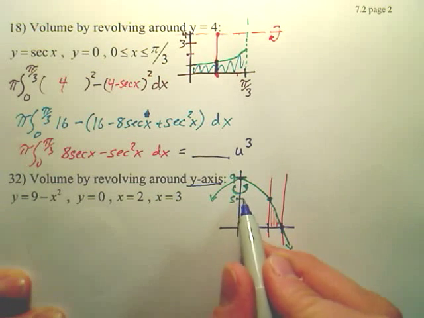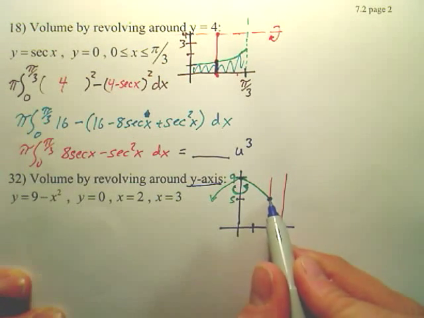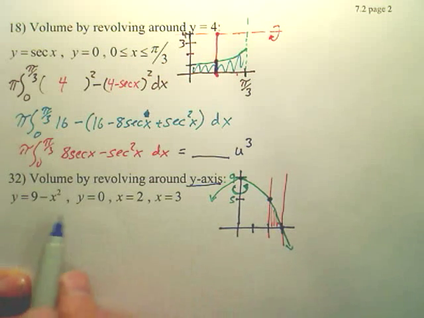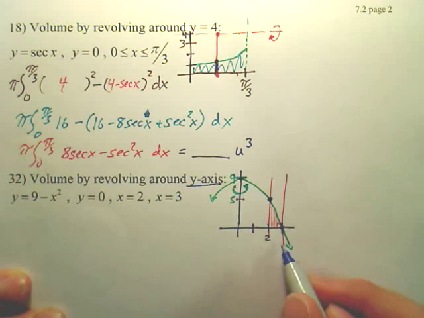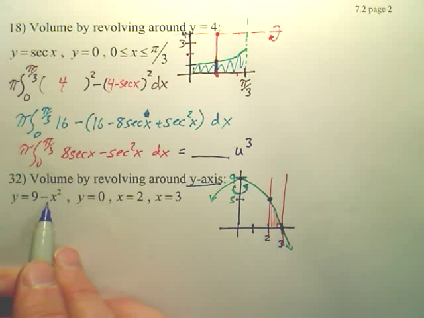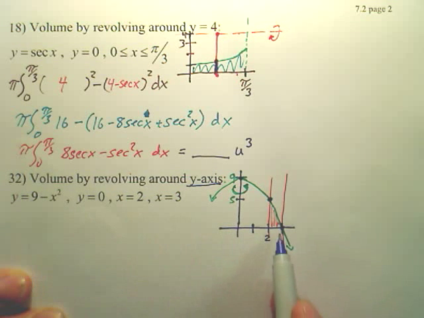Now, how did I get the 5 here? How did I know it crossed at 5 right here? Well, all I did is at 2, this is 2, this is 3. Can I just plug 2 into here? You get 5. And how do I know it hit right here? Well, then I put 3 into the function and get 0.